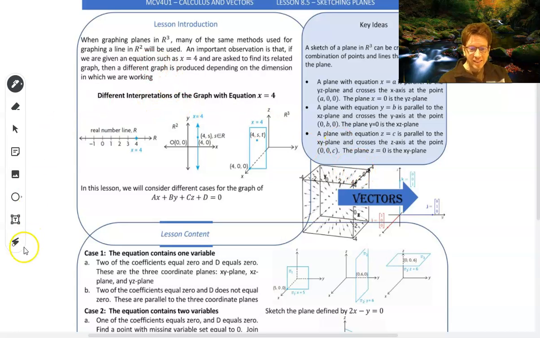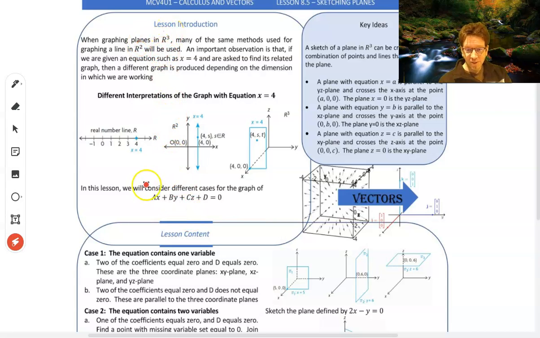So if I were to ask you, okay, sketch this equation x equals 4. Now, how you would actually do that depends on how many dimensions we're talking about. If it's one dimension, you'd simply put a point on a number line. If it's 2 dimensions, you would draw a vertical line. And if it's 3 dimensions, you would draw the YZ plane at the x coordinate 4. So really, this has lots of different meanings depending on how many dimensions you're actually working in.